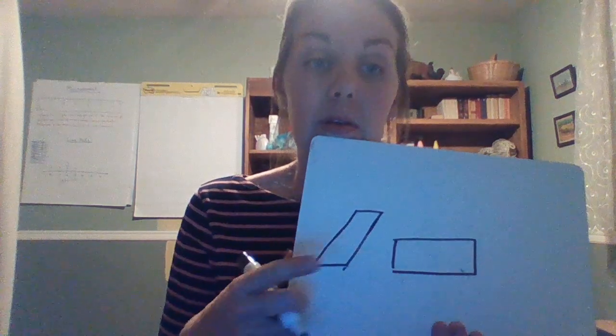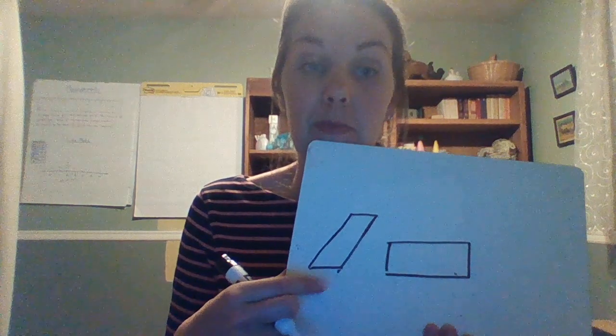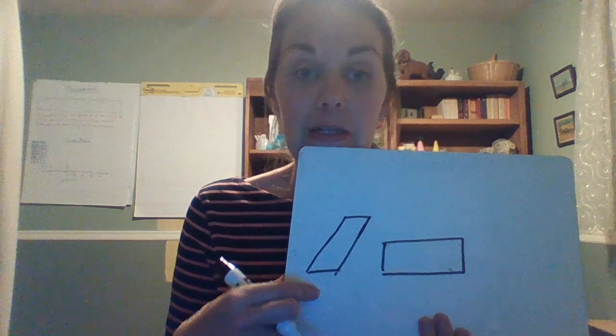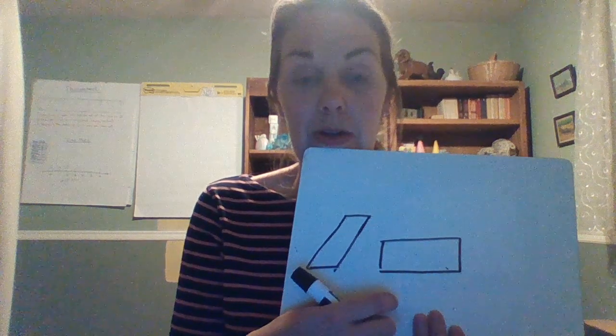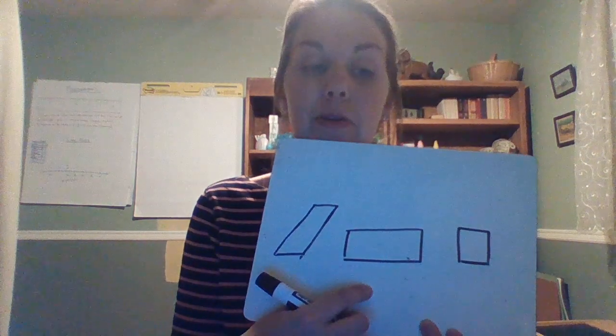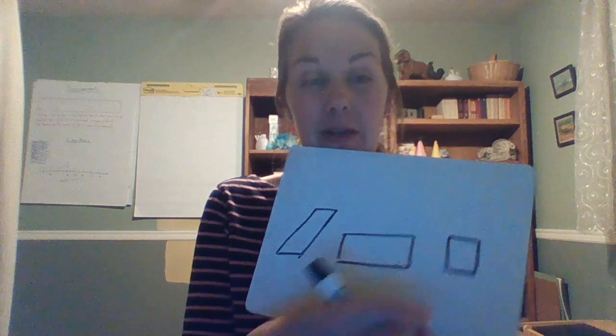So if I were to redraw my picture, I would have parallelogram first, followed by rectangle, because all rectangles would meet the requirements for being parallelograms, but not parallelograms meeting the requirement for rectangles. Then I would have my square, because squares meet the properties of a rectangle, but rectangles do not meet the properties of a square.